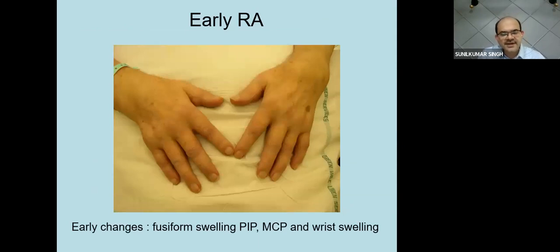So if you look at this slide, you can see that this is an early rheumatoid arthritis. And I would want you to focus on the swelling at the metacarpophalangeal joints, the interphalangeal joints, the wrist joint. You can see, of course, the left wrist joint is quite swollen. And this is the fusiform swelling, which we are seeing at this joint. Now, this is where we need to pick up the rheumatoid arthritis and not where we are used to seeing the deforming stages of the rheumatoid.